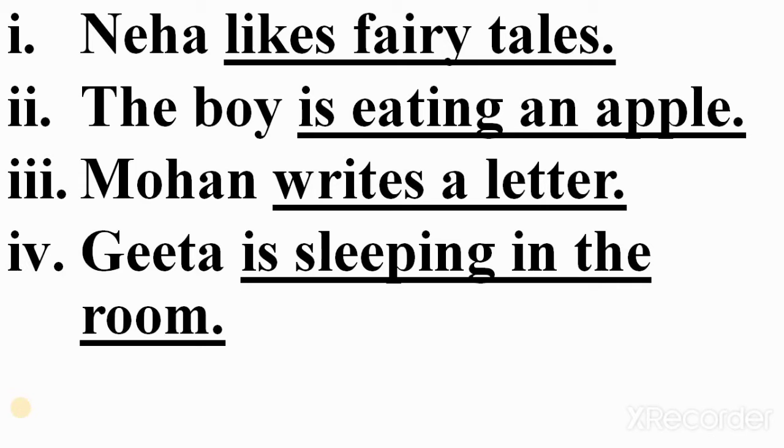Now read the examples again. Neha likes fairy tales. The boy is eating an apple. Mohan writes a letter. Geeta is sleeping in the room. In these sentences, underlined words are predicates. See, all the predicates started with a verb. In these sentences, likes fairy tales, is eating an apple, writes a letter, and is sleeping in the room are said about Neha, the boy, Mohan and Geeta. So these are the predicates of these sentences. To know more about it, let's read some examples.